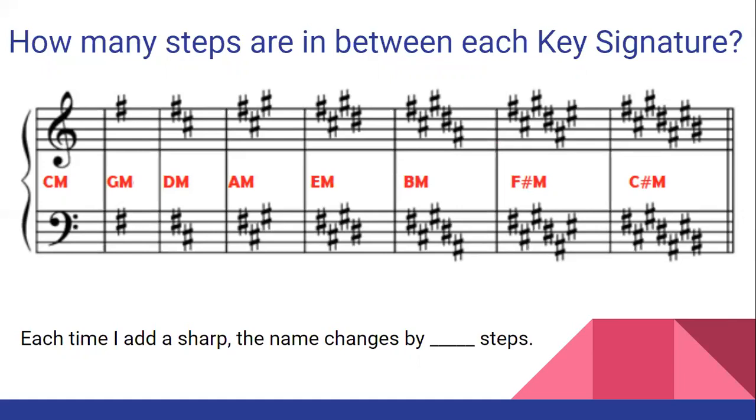If I'm going from C major to G major, C, D, E, F, G, that's 5 steps away. Let's see if the pattern continues or changes. If I'm going from G major to D major, how many steps away are they? G, A, B, C, D. That's 5 steps away again. And I'll just give you a shortcut. Anytime you add 1 sharp, the name will change by 5 steps every time, forever.